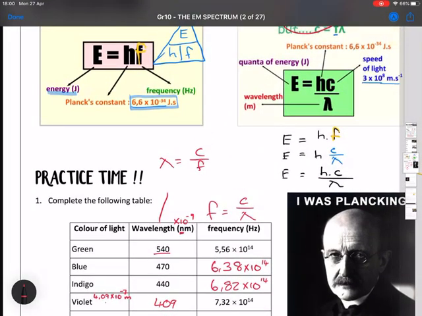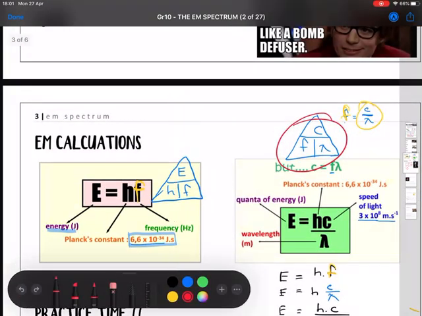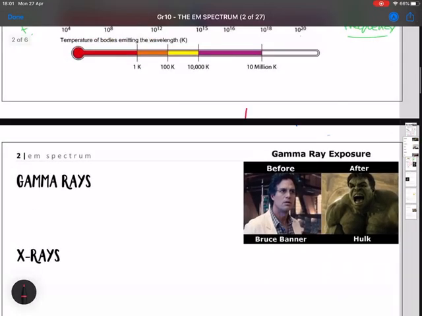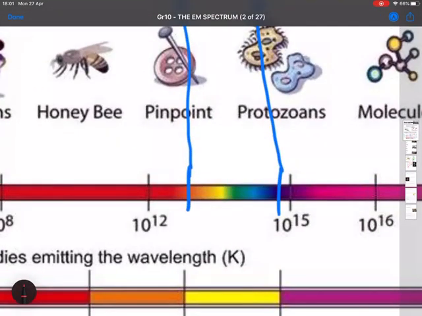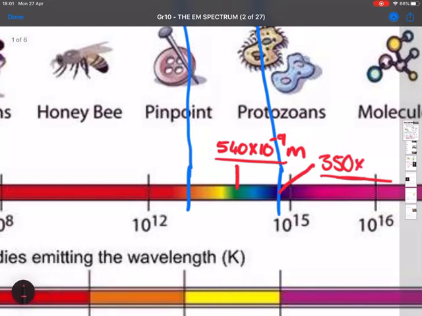So notice here that the wavelength of green light is 540, and the wavelength of UV is 350 nanometers. So if you go to your spectrum over here, the green light has a wavelength of 540 times 10 to the minus 9, which means nano. Okay, the border between violet and ultraviolet would be 350 nanometers, or 350 times 10 to the minus 9 meters. So this is shorter wavelength, that's longer wavelength. If the nano confuses you, times 10 to the minus 9. So 350 is a shorter wavelength than 540.